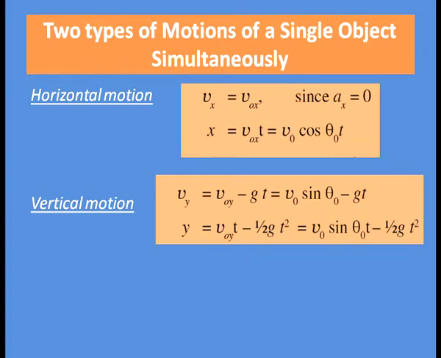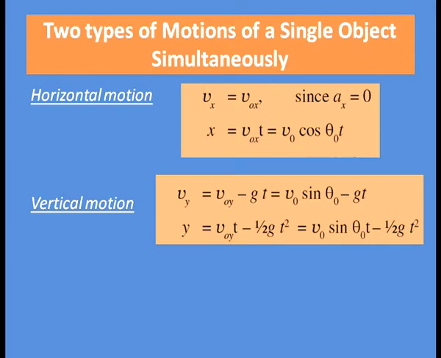Vy, that is the vertical component of velocity, is equal to Voy minus gt. Here we have used the equation v equal to u plus at, because in case of vertical motion there is acceleration, hence we have taken this equation. So, the final velocity is Vy, initial velocity is Voy, acceleration is taken as minus g, hence Vy equal to Voy minus gt, where Voy equal to v0 sin theta 0, and the equation becomes Vy equal to v0 sin theta 0 minus gt.